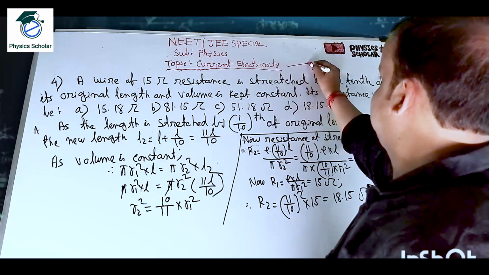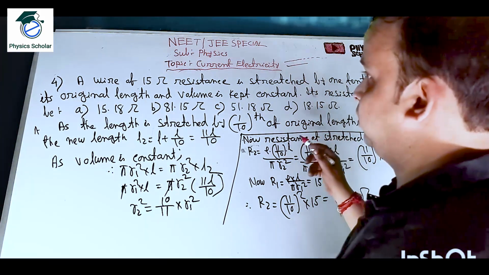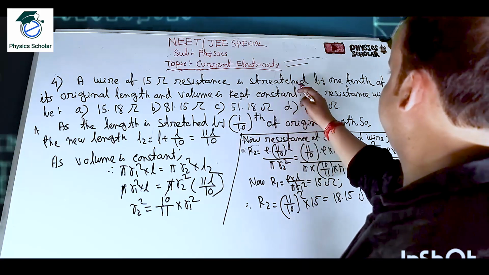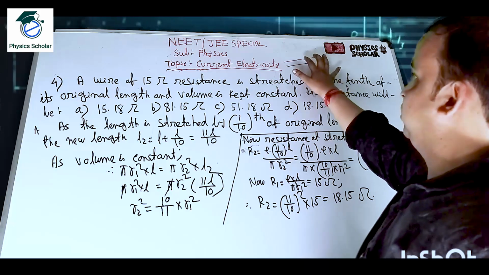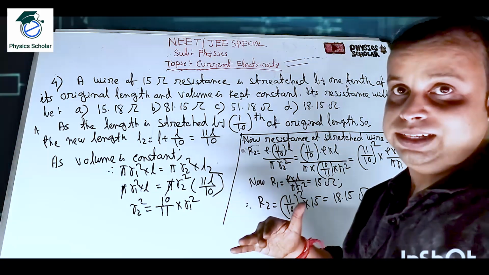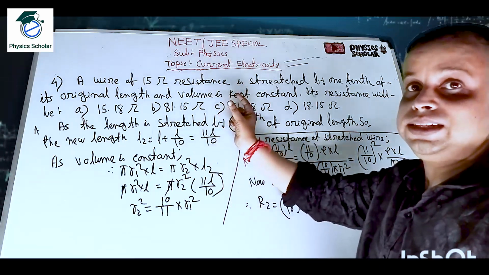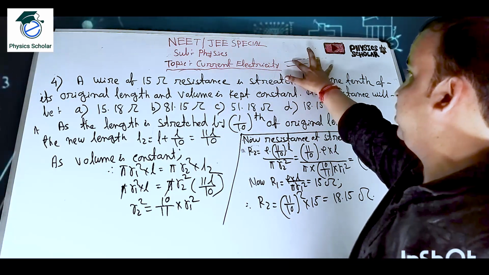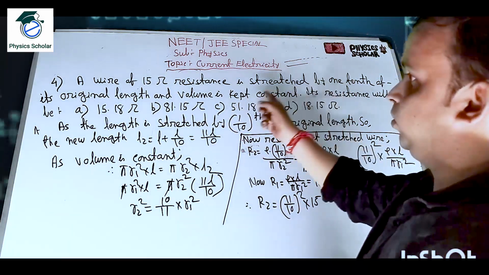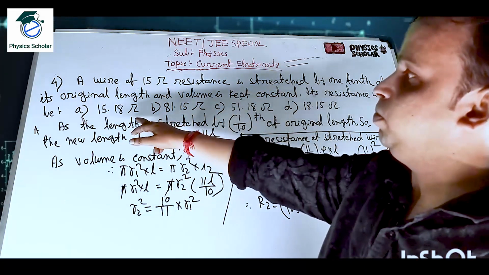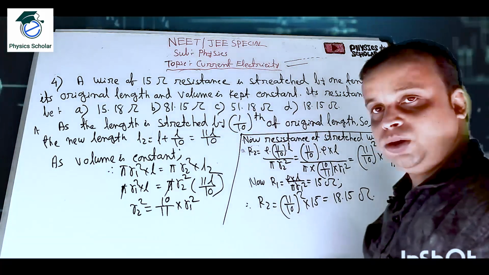The volume of both the cases is constant, but here the wire is stretched. So suppose the wire has an initial length and it is stretched, clear. And the volume is kept constant and it is stretched by 1/10 of the original length. So the increase is 1/10 of the original length. That is the increase in length. So the total length is the original length plus the increase in length. That will be the ultimate length of this new wire. So what we have to find out is the resistance. The options are 15.18, 81.15, 51.18, 18.15. What will be the answer?